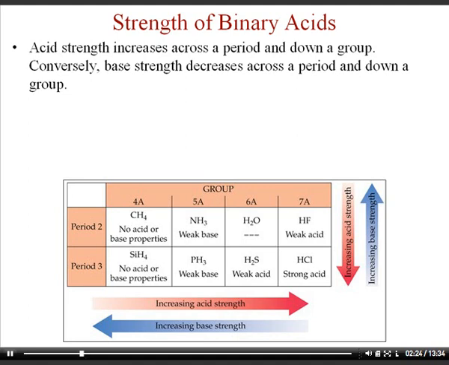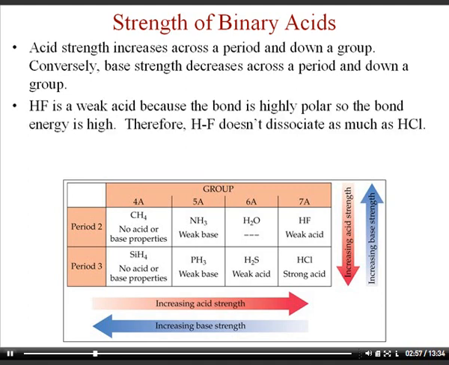In the vertical columns, the acid strength increases as you go down a group, and the reason is because that H-nonmetal bond is getting weaker, although it's still polar. And so you still need the hydrogen to be positively charged. If you look at group 7, HF is at the top of the group. It is a polar bond, but it's so polar that it's a strong HF bond. And so HF is classified as a weak acid, and HCl is a strong acid. Anything else below it would be a strong acid as well. So when you're looking at binary acids, their acid strength increases as you go across a period and down a group.